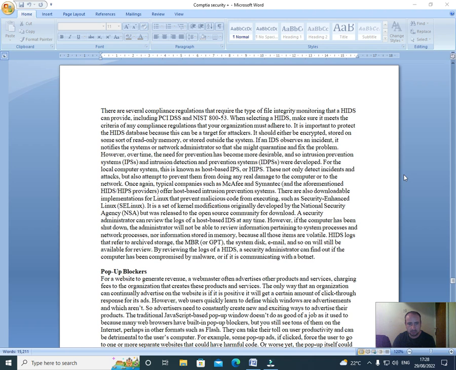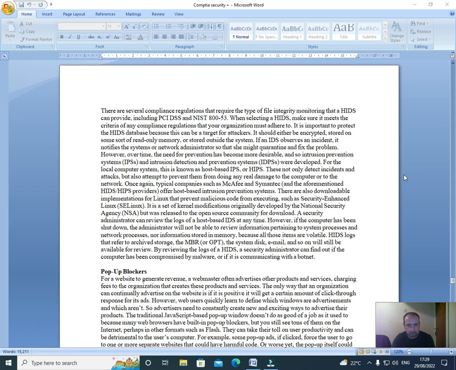There are also downloadable implementations for Linux that prevent malicious code from executing, such as Security-Enhanced Linux, SELinux. It's a set of kernel modifications originally developed by the National Security Agency, NSA, but was released to the open source community for download. A security administrator can review the logs of a host-based IDS at any time.